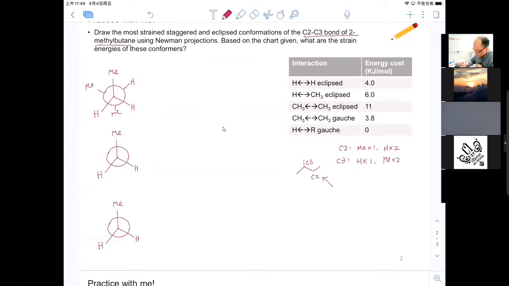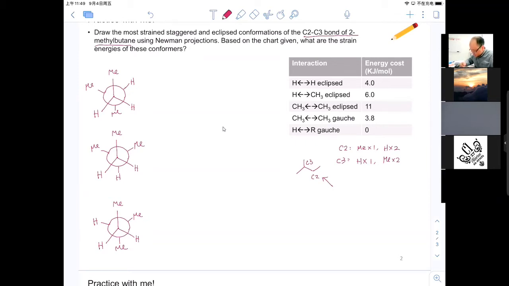All right, then we rotate this hydrogen to here. So we have another staggered conformation, right? We have hydrogen here, and methyl here, and methyl here. Then another 60 degrees. Now the hydrogen is here, and the 2 methyl groups are here. So that's all the staggered conformations we have drawn, and we will look at the energy cost later.